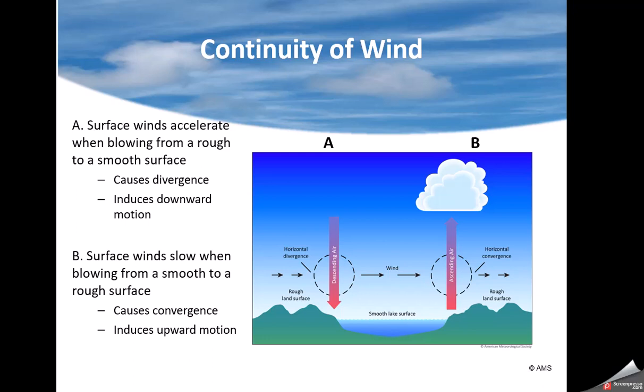At nighttime, the air is coming from the land. Now it hits the less friction over the water. It speeds up. Air tends to sink. That's why in the evening, along a coastline, the clouds tend to dissipate.